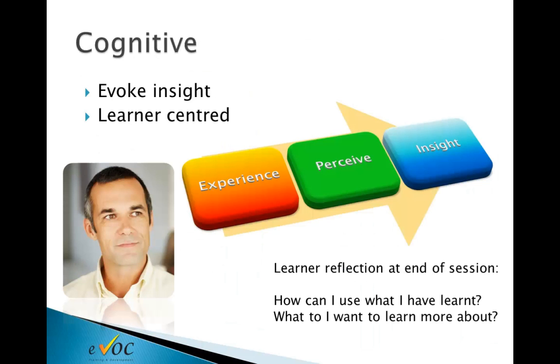Now, another theory is cognitive theory. So this is where we're evoking insight, we're evoking discovery, and it's very much a learner-centred process. So we have an experience. Perhaps the experience is a lecture or a demonstration of a skill. And then the second step of that is the learner is drawing their own perceptions of that experience. Okay, and from their own perceptions, they're developing insight and discovering the skill or the knowledge for themselves. Okay, so that's a cognitive process. It's a cognitive theory of adult learning.